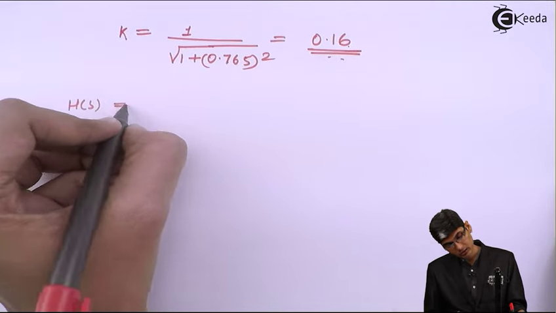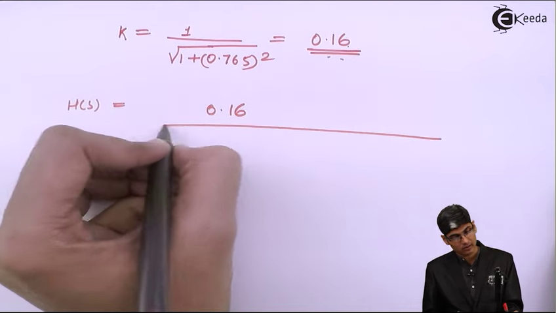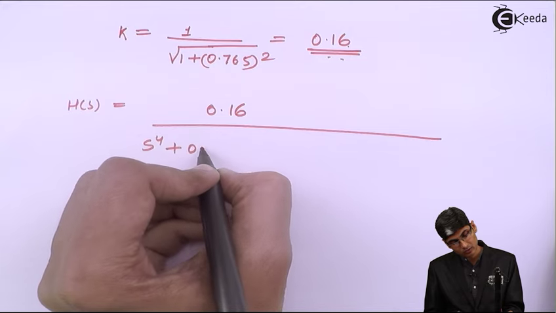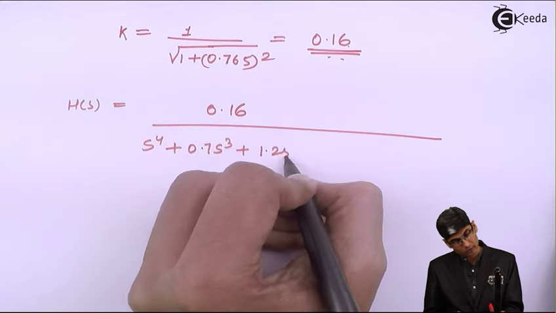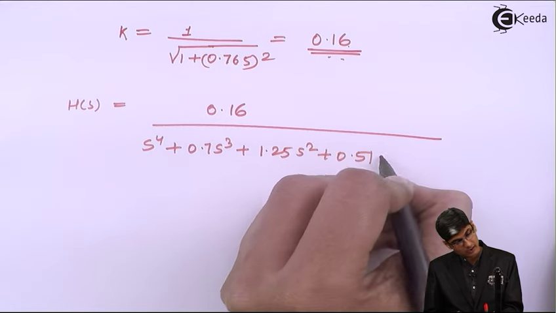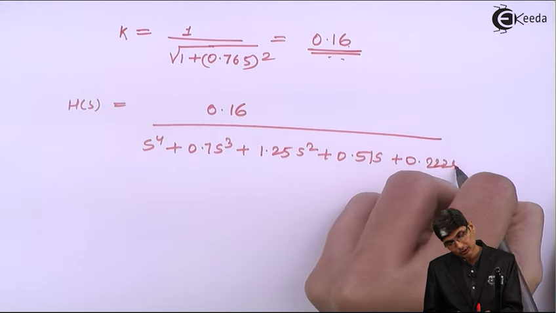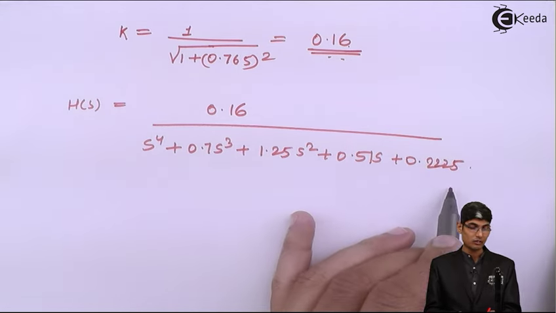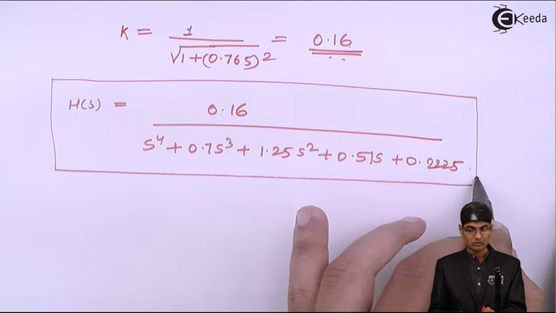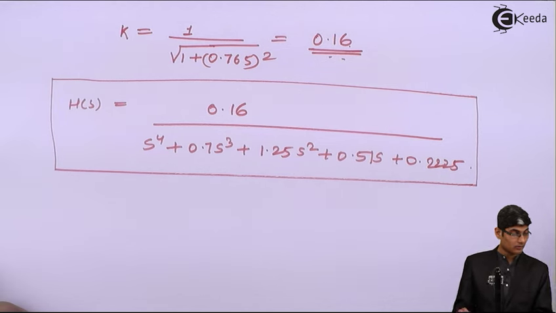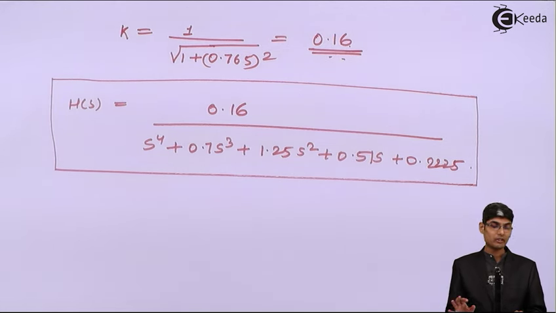Therefore, the transfer function h of s that we designed is 0.16 divided by s raised to 4 plus 0.7 s cube plus 1.25 s square plus 0.51 s plus 0.12325. So, this is the analog transfer function of the required filter which has been asked in the question. So, this is how we need to design a Chebyshev filter. In all, there are roughly 10 steps. So, this is very mathematical, and you need to do huge cumbersome calculations when you are solving a Chebyshev filter. Thank you.